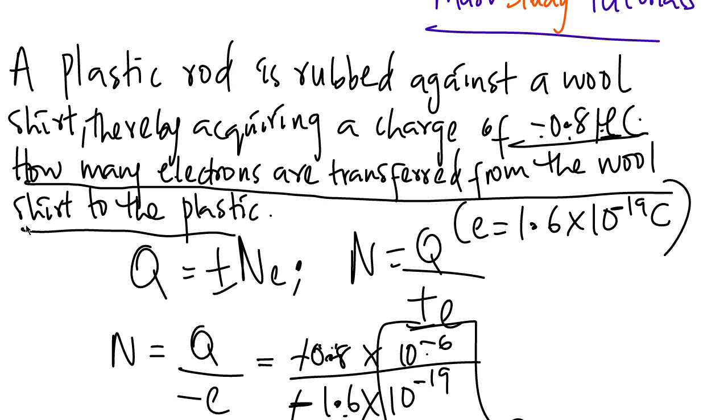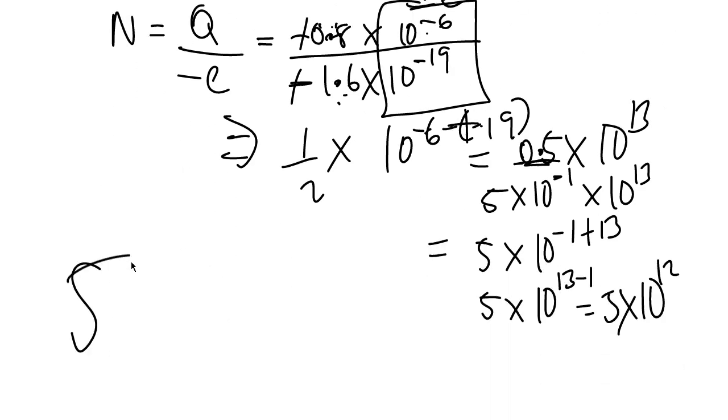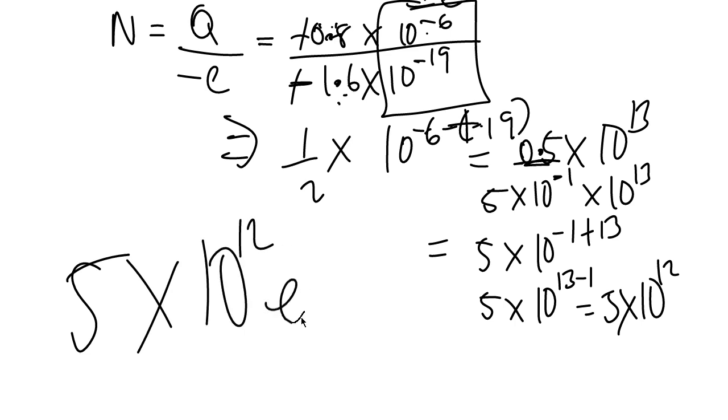So from this, it can be deduced that if a plastic rod is rubbed against a wool material, what does this mean? You can see electrons are transferred, which means that the wool has lesser electron affinity than what? The plastic rod that has greater electron affinity. So it will accept the electrons. So electrons will be transferred from the wool to the plastic, while the wool, having lost those electrons, will be what? Positively charged. So the question is asking you how many electrons. So it's what? 5 times 10 to the 12 electrons.